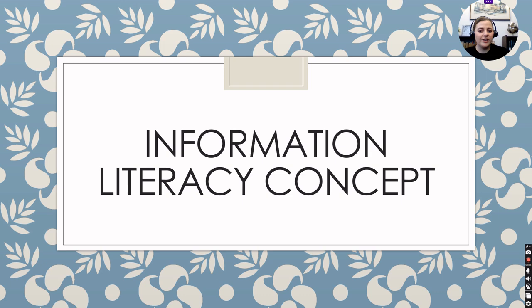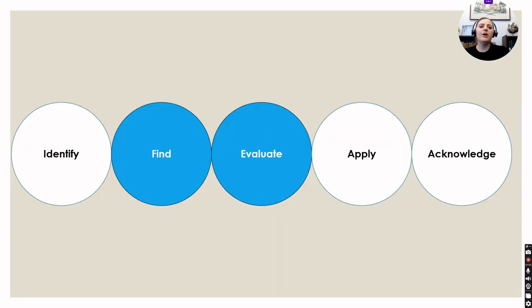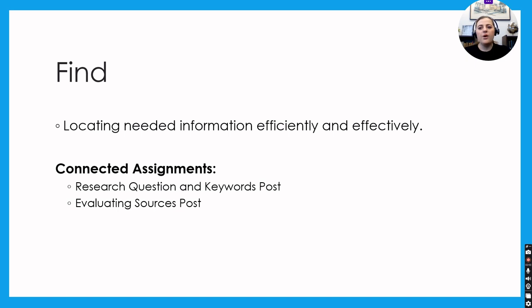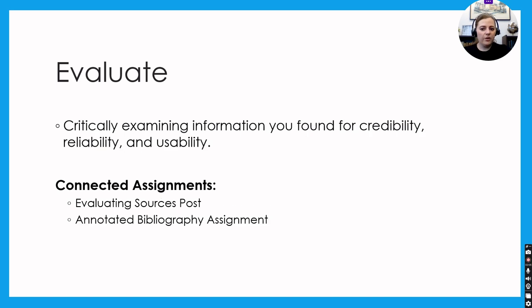This week for our information literacy concepts, we are looking at the steps of finding and evaluating. For finding, we're locating our needed information efficiently and effectively. For evaluating, we're critically examining the information that you're finding for credibility, reliability, and usability. I'm really big on finding information that you can use and that is really useful for your topic. You might find the best resource, but if it doesn't apply to your topic, it's just not the one for you.